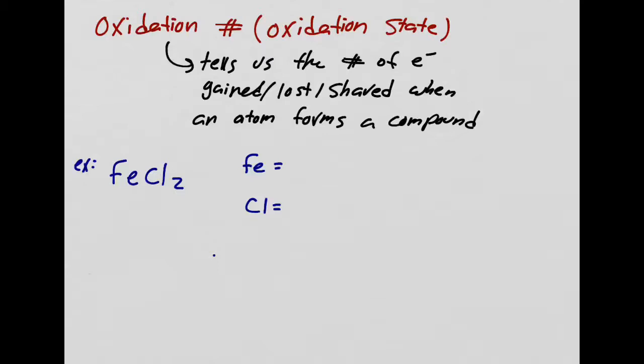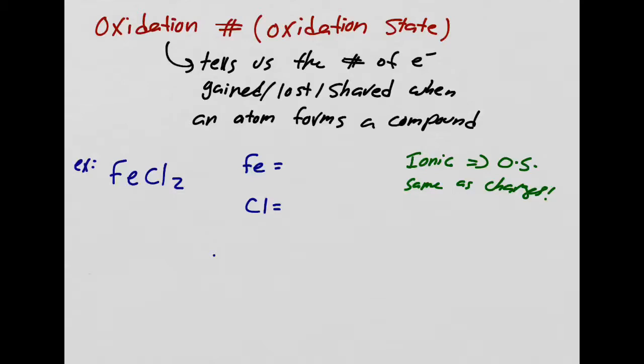For ionic compounds, the oxidation number is the same as the charges. That's really key. For ionic compounds, the oxidation number or oxidation state is the same as the charges. And you are going to remember that for me, okay? Because charges will tell you how many electrons have been lost and how many have been gained. So it's the same thing as charges.